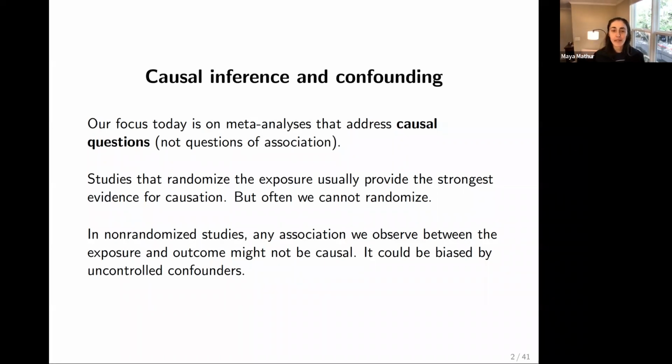Okay, so typically studies that can randomize the exposure usually give us the strongest evidence for causation. But of course, for many types of questions, it's not ethical or feasible to randomize. And in non-randomized studies, any association that we observe between the exposure and outcome might not be causal, right? It could be biased by uncontrolled confounding variables.